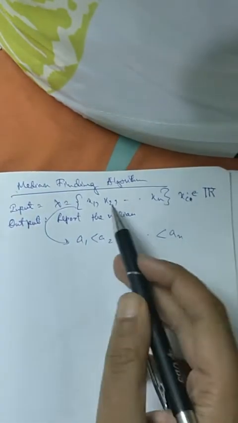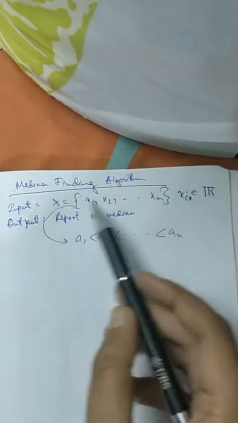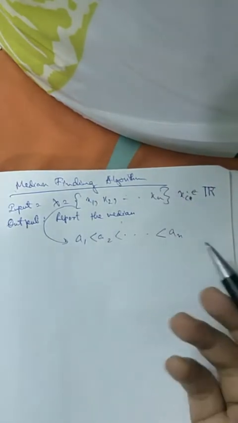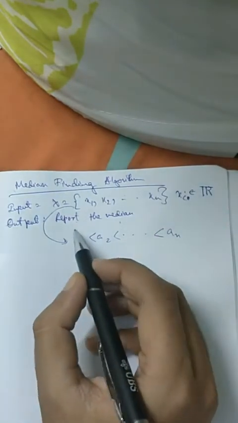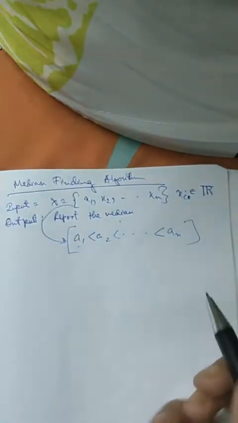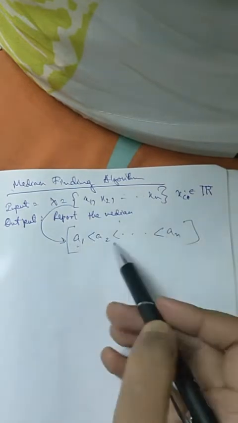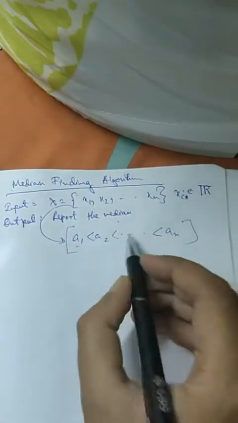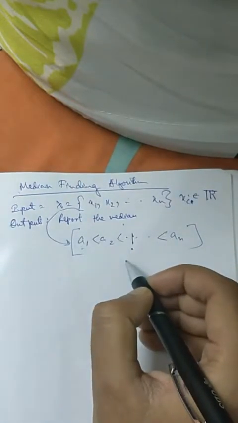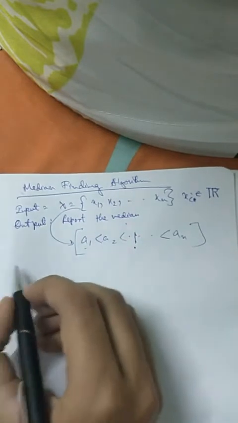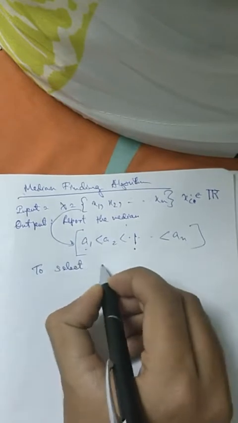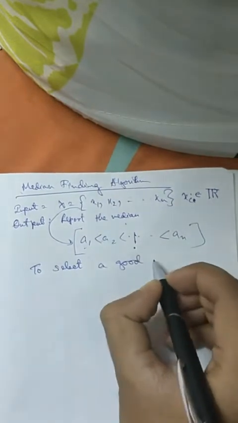Let us consider for unanimity that these are distinct elements. So suppose the sorted permutation of this array is written as a1, a2, ..., an, where a1 is one of x1, x2, ..., xn, a2 is similarly. So basically the middle element is here. So our algorithm is basically to select a good splitter, a good splitter.